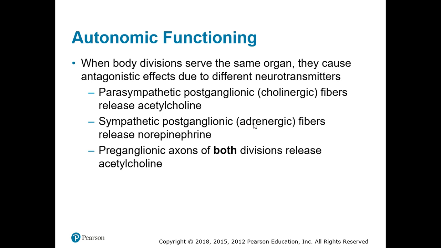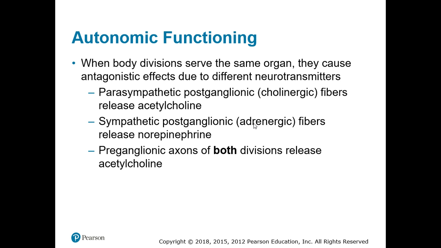So let's go in and talk about why these divisions are able to function the way they do. Now, both divisions generally serve the same organ, except for those exceptions we listed on the last slide, but they cause antagonistic effects, which means that they affect each other on opposite ends. And the reason they do this is because of the neurotransmitters that they release. One thing I do want to bring up is that their pre-ganglionic neurotransmitters and their post-ganglionic neurotransmitters are different. So please make sure you pay attention to when I use the word post versus pre.